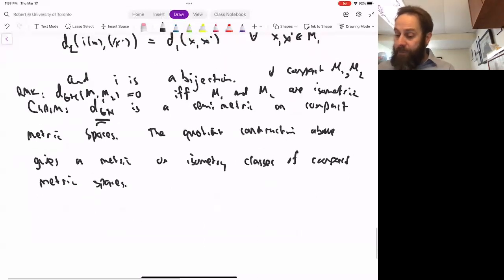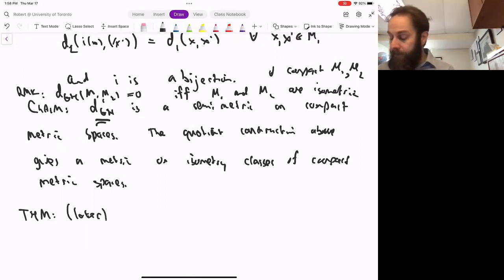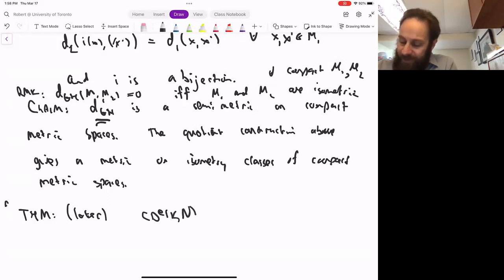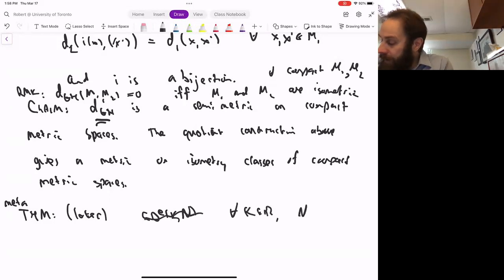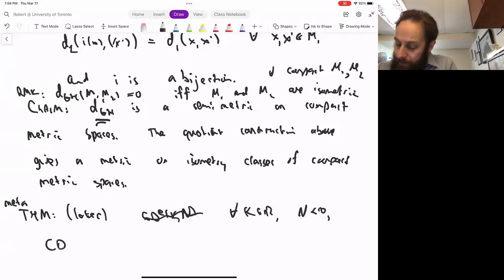And so a target theorem that I am going to talk about eventually is that... I still am not quite there yet. So I want to say something like, I need more. I want to say something like CDKN. So let me call this a meta theorem because I'm not quite there. Meta theorem. For every K in R and N less than infinity, CDKN is precompact.